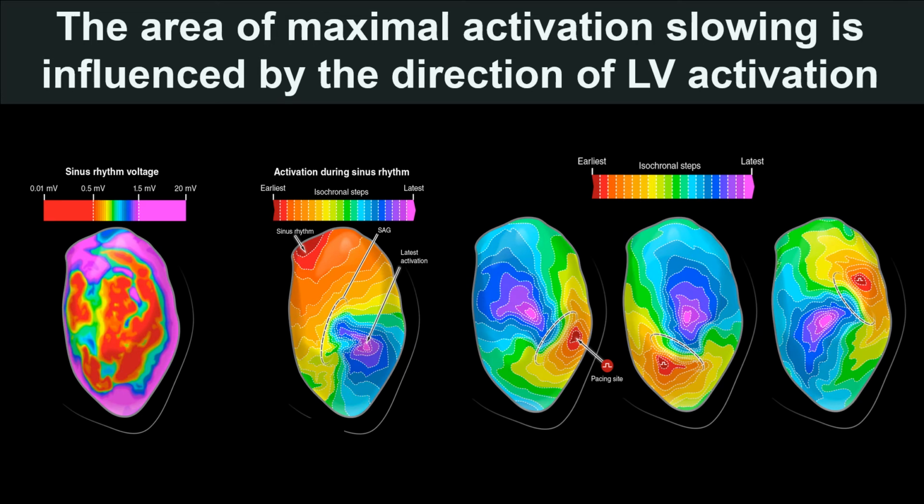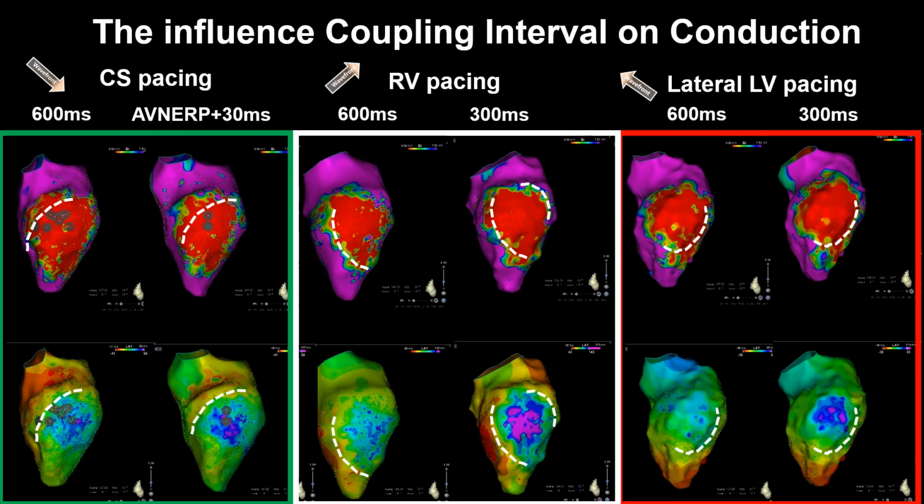In essence, there is a dynamic nature to the area of maximal slowing. The direction of activation determines the site of slowing, which will usually be located at the first interaction of the wavefront with the infarction. Next, we looked at the effect of coupling interval on conduction.